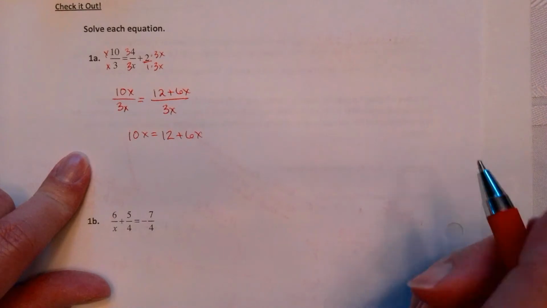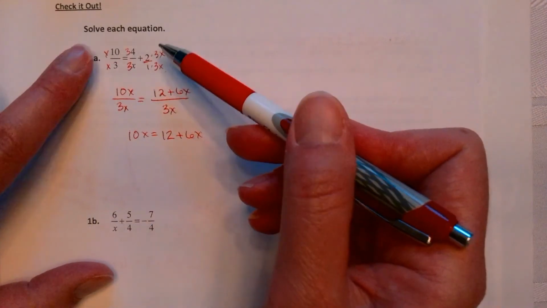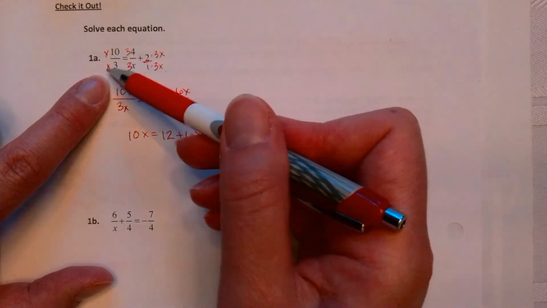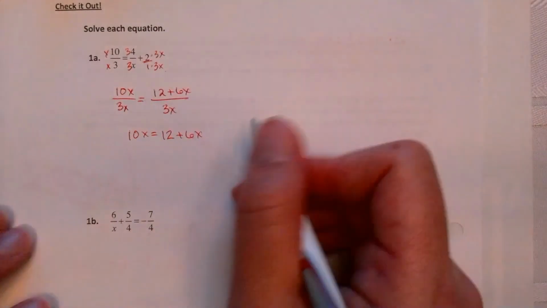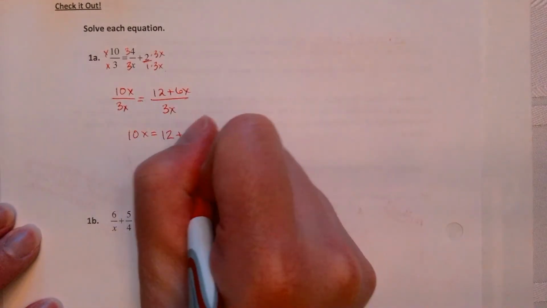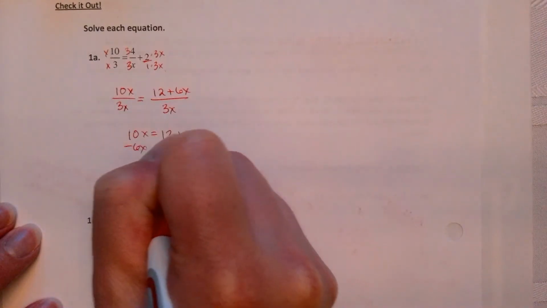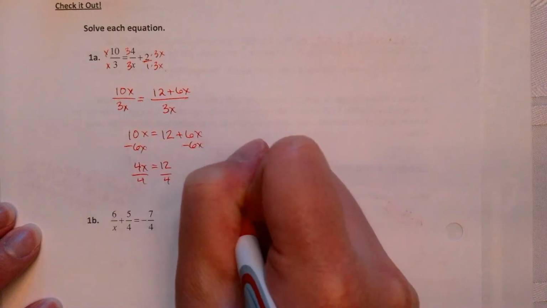Some of you will catch this: once I build that common denominator, if I change the bottom, I change the top, I don't even have to write the denominator again. I've set my denominators equal, so that means my numerators are equal. This one is just linear because there's no degree of 2 here, so I can just solve by moving, and I get 4x equals 12. Divide both sides by 4, and I've got x equals 3.